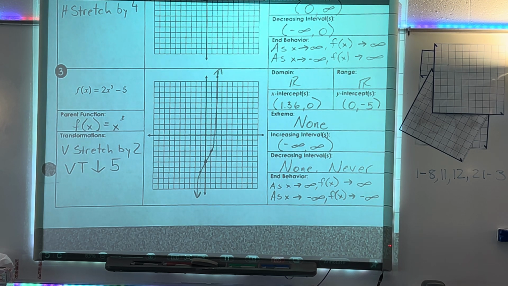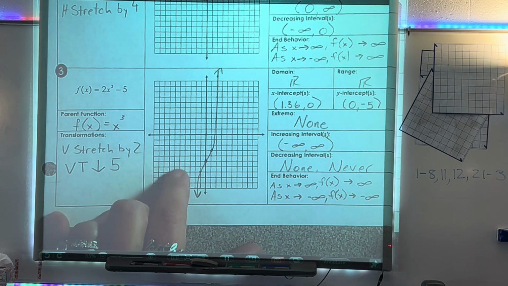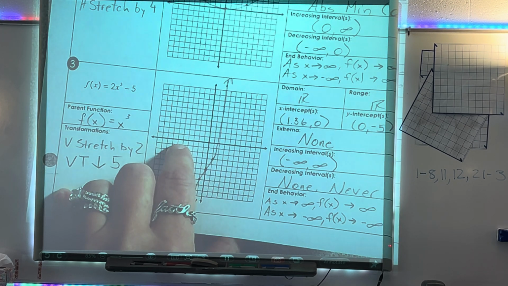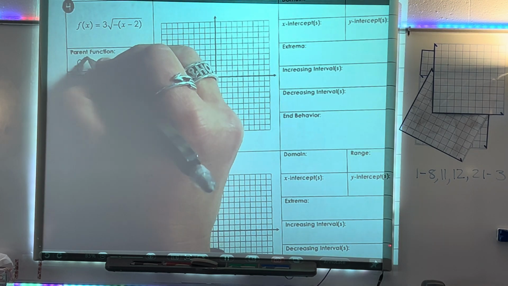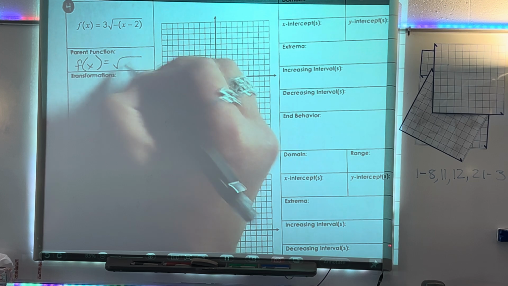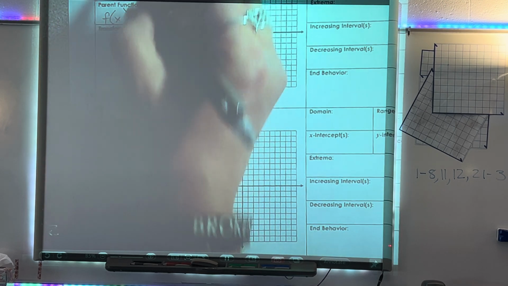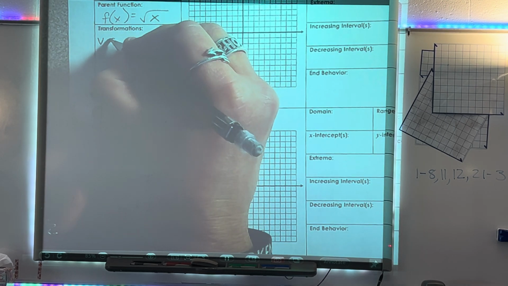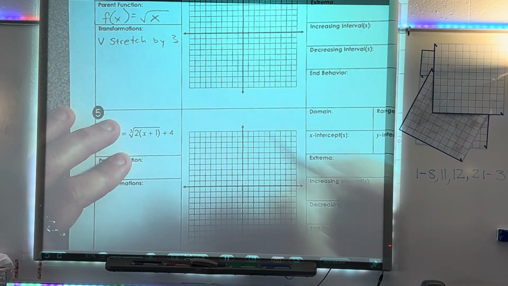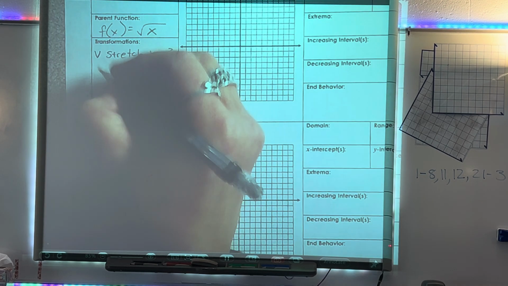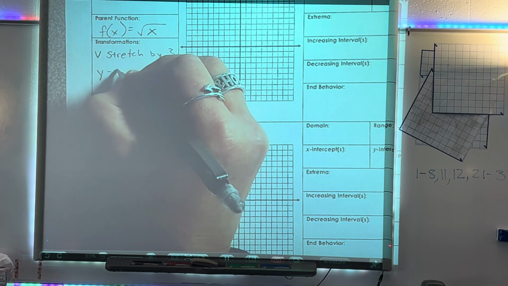Good there? Questions on that at all? Everybody okay? Got it? Alright. It's a square root function. F of x, 3 outside is going to be a stretch by 3. Aren't you glad we don't have to write all that out? Y-axis reflect.